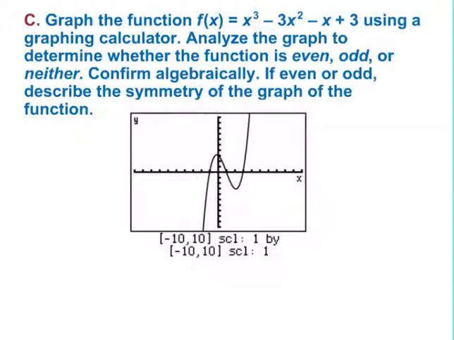Is this function even, odd, or neither? So does this function have x-axis symmetry, yes or no? No. Does it have y-axis symmetry? No. Does it have origin symmetry? No. So what is it going to be, even, odd, or neither? Neither.